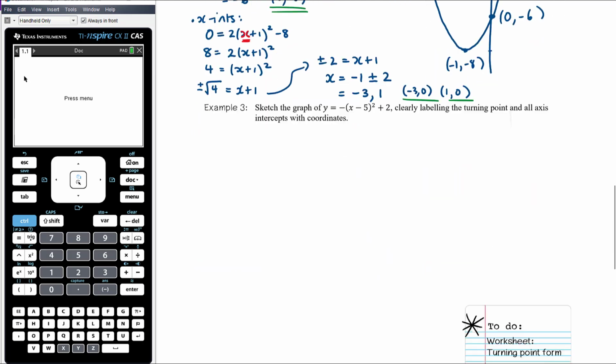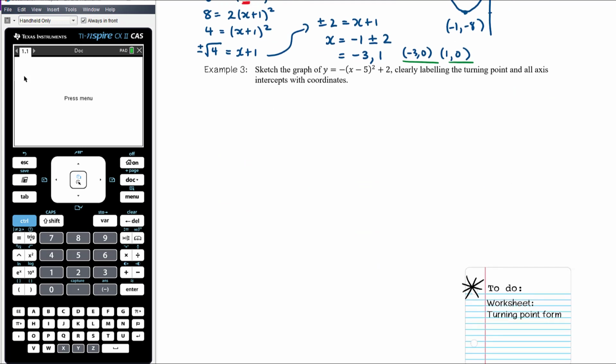Alright, example 3, let's do one more. Sketch the graph of y equals negative x minus 5 all squared plus 2. Let's think about the shape. With a negative out the front, it's going to be a sad parabola. For the turning point, the graph has moved to the right by 5 and up by 2, so the turning point is at 5, 2.